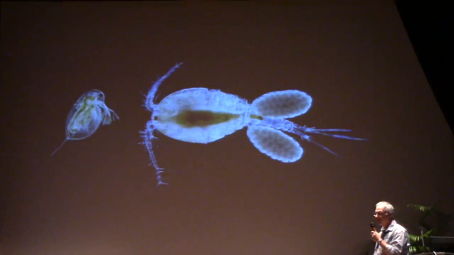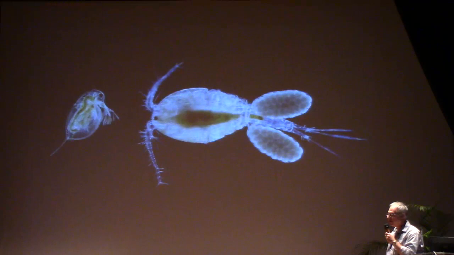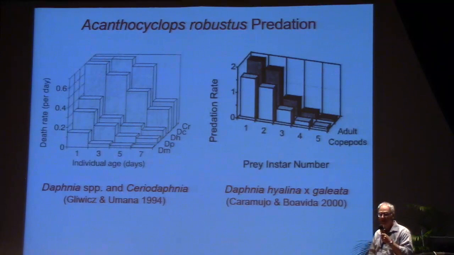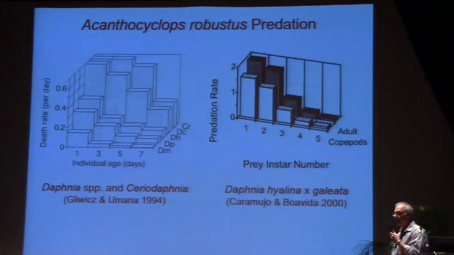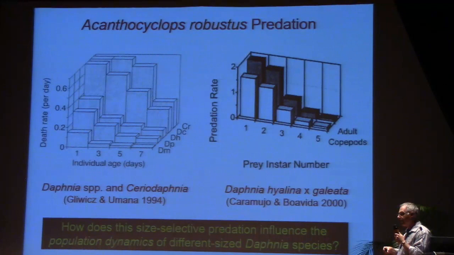Today I want to talk about the potential impacts of large predatory cyclopoid copepods on the population dynamics of different sized Daphnia. It's been known for a long, long time that the cyclopoid copepods are highly size selective. They feed on small zooplankton, and among Daphnia, they're going to be feeding on the early instars, the smallest instars, and not so much when they get bigger. The question then is not so much their potential impact on the feeding rate of cyclopoids, but how does the size selective predation influence the population dynamics of different size Daphnia species?